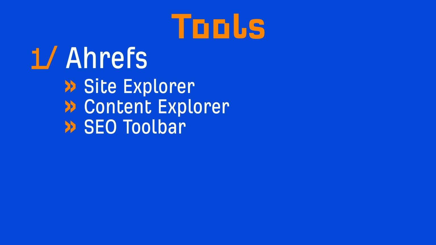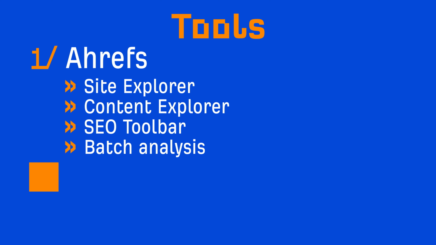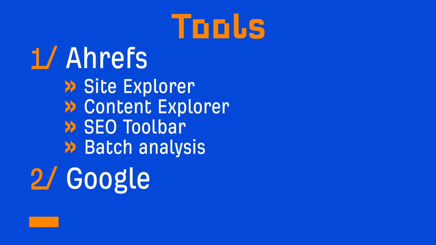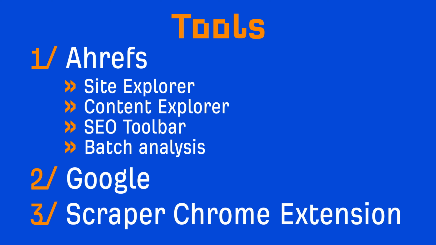Alright, so there are 3 tools I use to find lookalike prospects. The first is Ahrefs, more specifically Ahrefs Site Explorer, Content Explorer, SEO Toolbar, and Batch Analysis. The second tool is Google, and the third is the Scraper Chrome extension. With that said, let's go through some examples of finding lookalike prospects based on a seed, and we'll continue with the examples we discussed in the previous lesson.